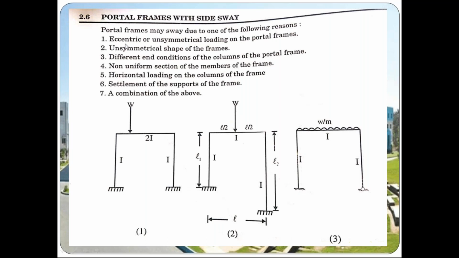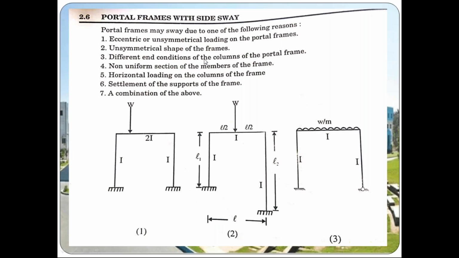The first reason is eccentric or unsymmetrical loading of the portal frames. If the loading on the frame is eccentrically placed or unsymmetrical, the frame tends to sway. The second reason is the unsymmetrical shape of the frames. If the shape of the frame is unsymmetrical, sway will occur.